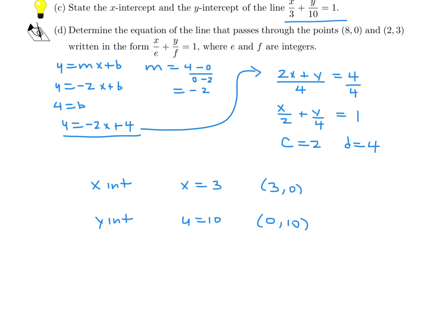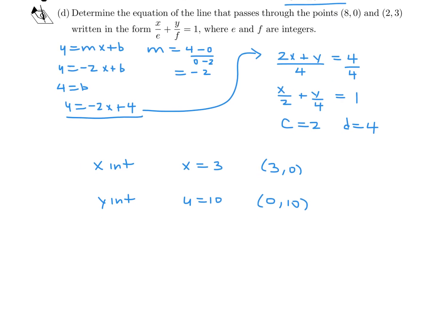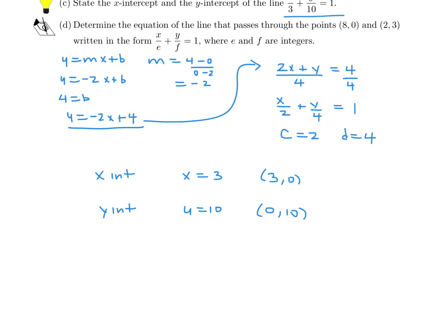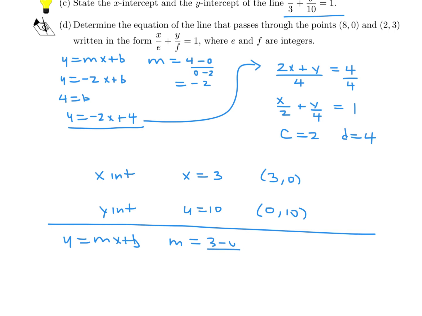And then part D here: determine the equation of the line that passes through (8, 0) and (2, 3), written in that form. Okay, so same thing, pretty much identical. You should be able to do this by now, but I'll do it in case you don't know how. m is going to be rise over run, so 3 minus 0 over 2 minus 8, rather. Don't make that mistake. So that's going to be 3 over negative 6, which is negative a half.